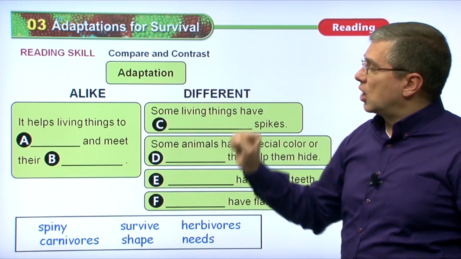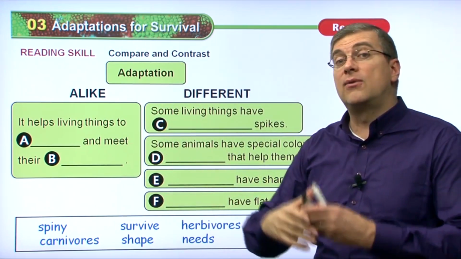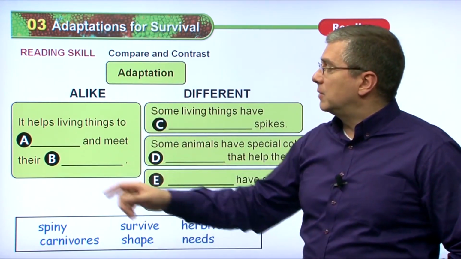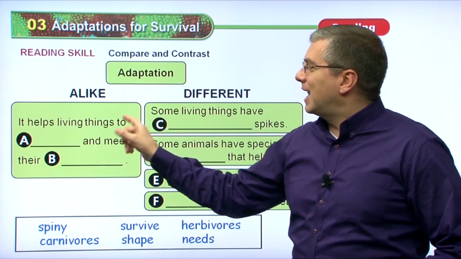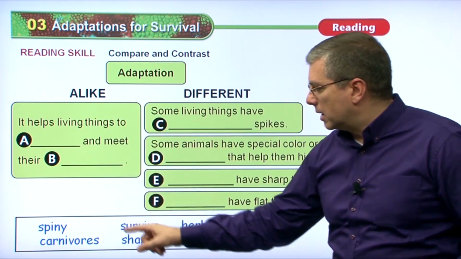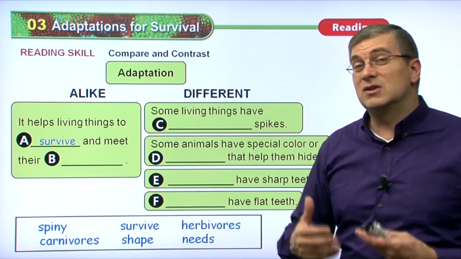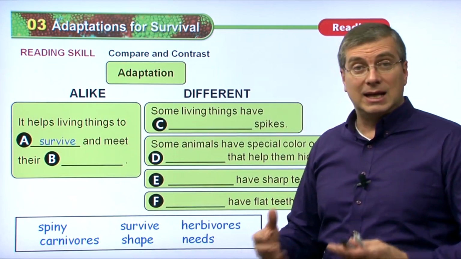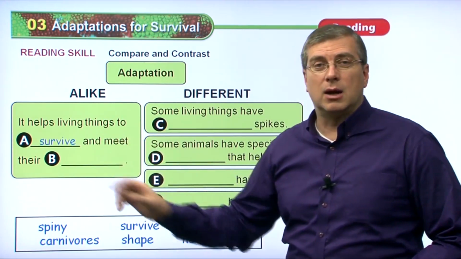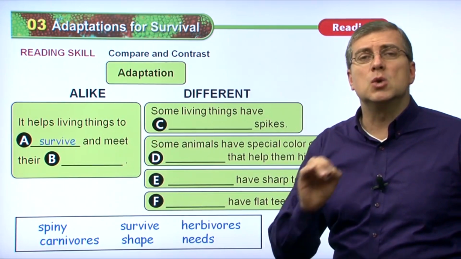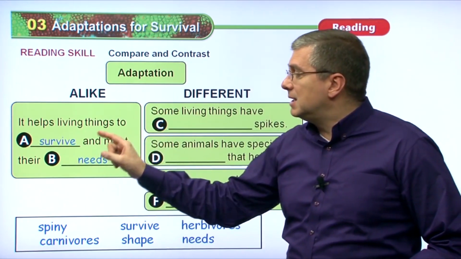So let's take a look at this chart. Adaptation. How is adaptation alike for all animals? Well, adaptation helps living things to blank and meet their blank. So it helps living things to what? Probably survive. Survive is our correct answer. Survive is a verb. They need to survive. They need to continue living. Adaptations help animals to continue living, to survive. And meet their. You meet what? You meet one's needs. So meet their needs. It helps animals meet their needs.